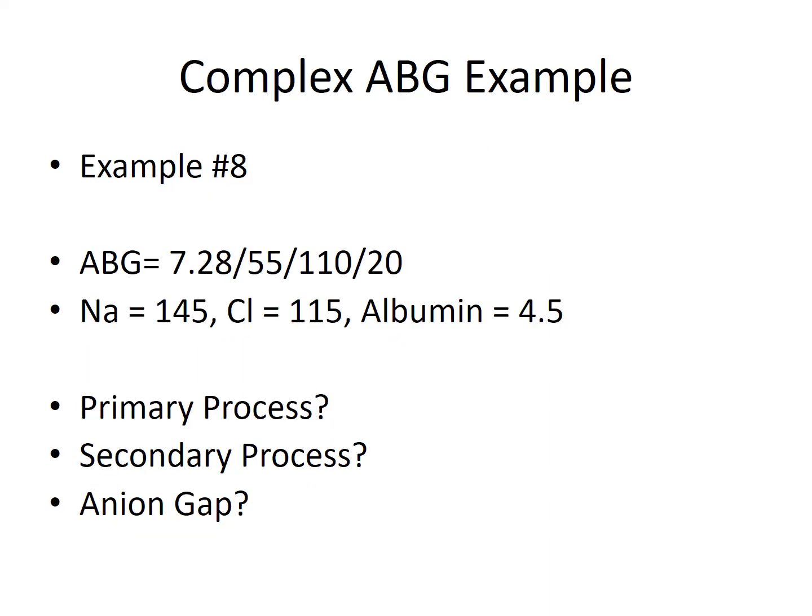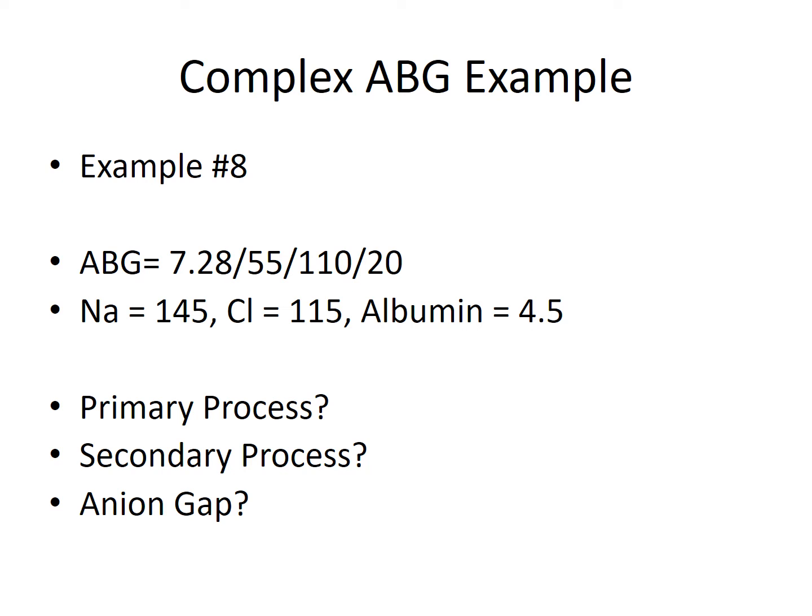Okay, let's move on to some ABG examples to highlight this next step. In example number 8, can you determine the primary process, the secondary abnormality, and whether or not there is an anion gap? Remember, you might need to correct for hypoalbuminemia if it exists. I'll pause here. You take a second, run the numbers, and unpause me when you've got the right answer.